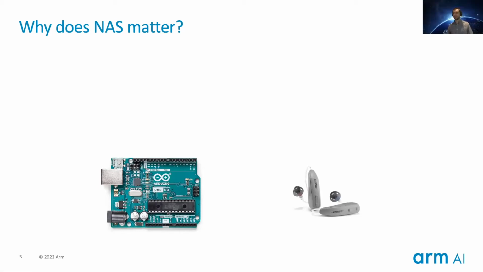Okay. Thank you for the introduction. I'm really happy to be here. So the subject of this talk is going to be neural architecture search. And so before I begin to dive deep into the technical details, I first want to start with some motivation. So why does neural architecture search matter?